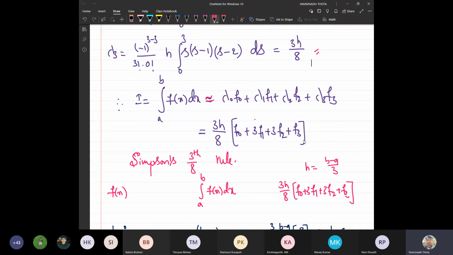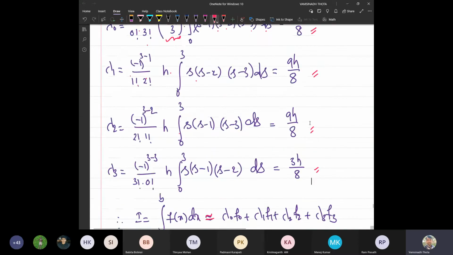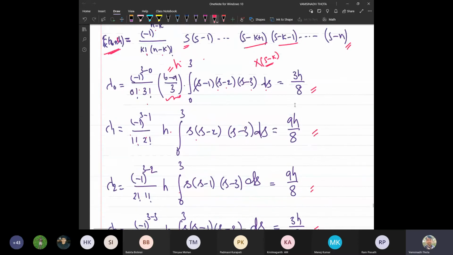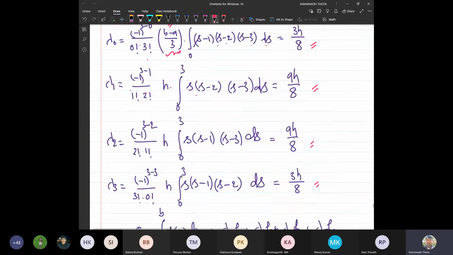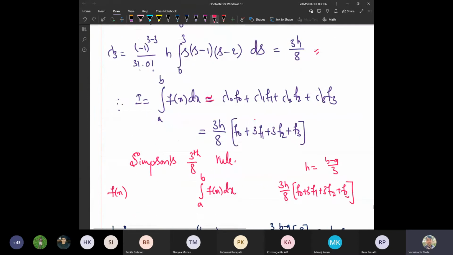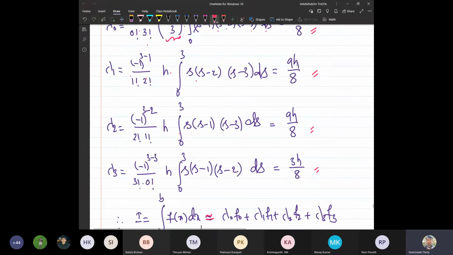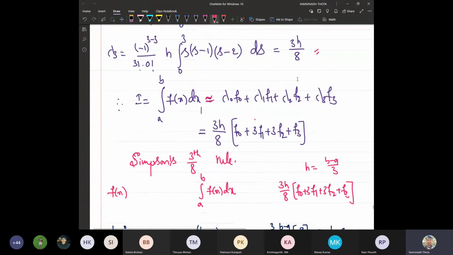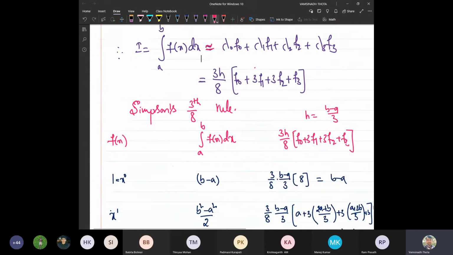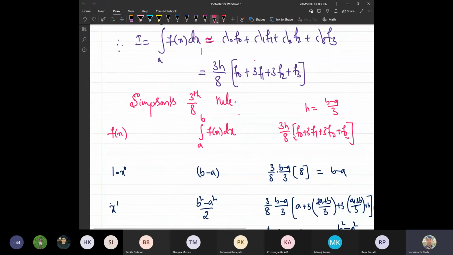Now, lambda naught, lambda 1, lambda 2, lambda 3. In every one, 3 times h upon 8 is common. So 3 times h upon 8 times f naught. Here, for lambda 1 and lambda 2, 9h upon 8, so 3 will be there. So 3 times f1 plus 3 times f2 plus f3. So this is the rule called Simpson's 3/8 rule.